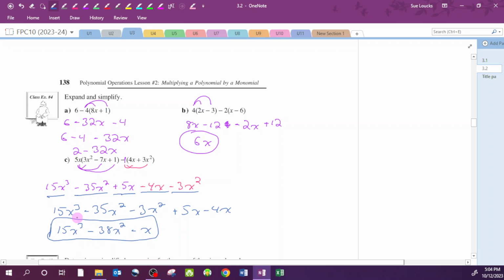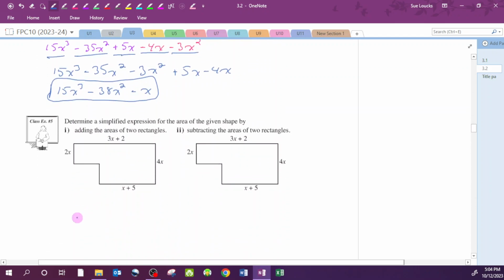Last example here. Anytime you see something like this and your brain goes eek, because it looks scary, make it a simpler problem. Okay, so let me redraw this.